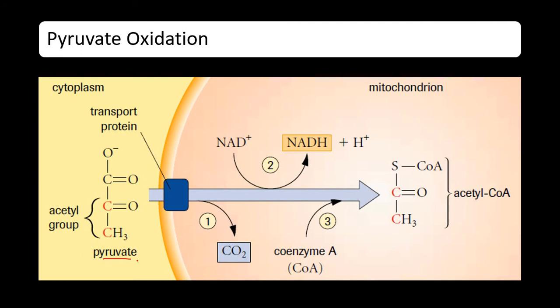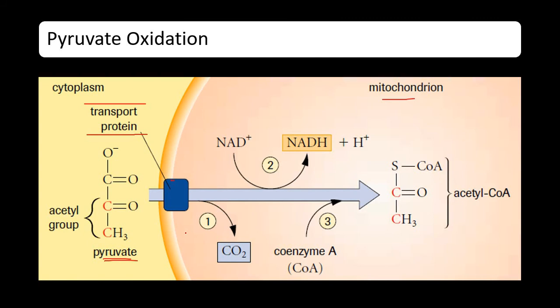This is pyruvate molecule produced as a result of glycolysis. This pyruvate enters the mitochondrial matrix through a transport protein. This is the transport protein. So the pyruvate molecule enters the mitochondrial matrix through this transport protein.